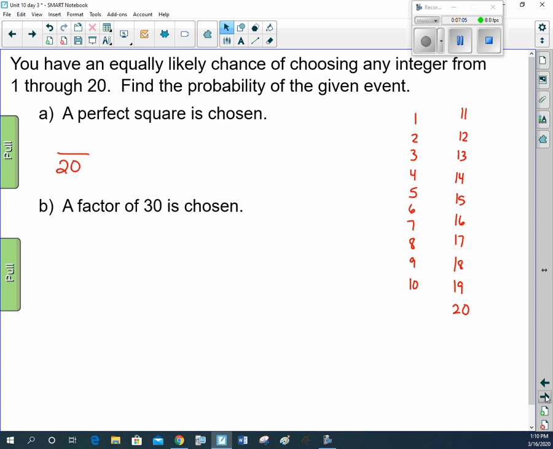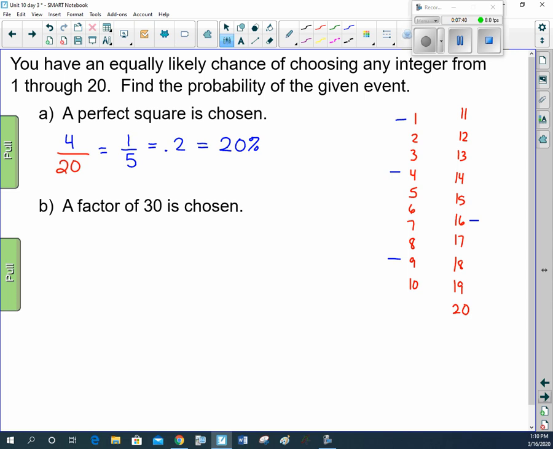Okay, out of our number set over here, how many of these are perfect squares? 1 is, 4, 9, 16. That's it. So we've got 4 out of 20, which is 1/5, which is 0.2, which could also be 20%. So unless I specifically say what percentage, you could write it any way, either of those: fraction, decimal, or percent.